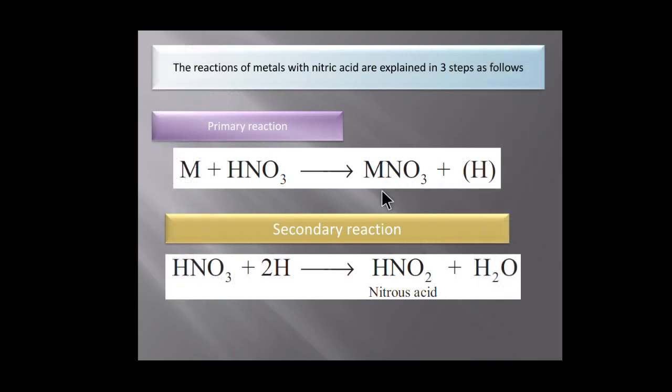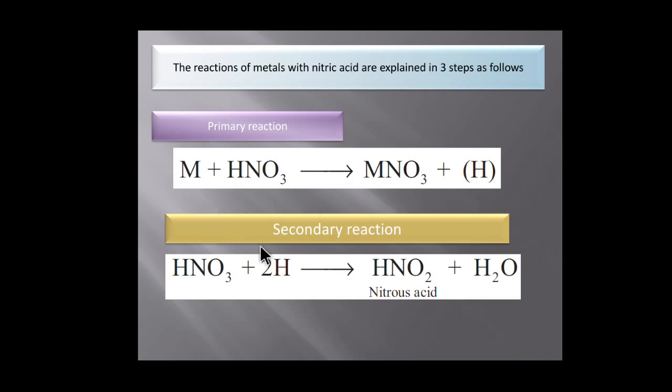Next we are going to discuss the reaction of metals with nitric acid, which is explained in 3 steps: primary, secondary and tertiary reactions. First we are going to discuss the primary reaction. Is it clear? In the primary reaction, metal nitrate is formed with the release of nascent hydrogen. The metal reacts with nitric acid to form metal nitrate, and the atomic hydrogen is nascent hydrogen.